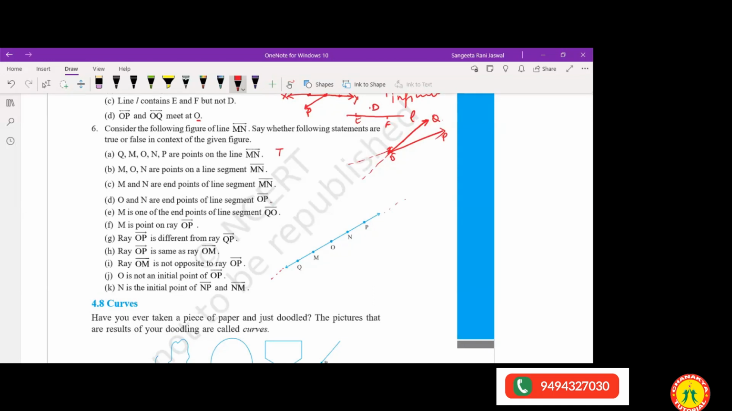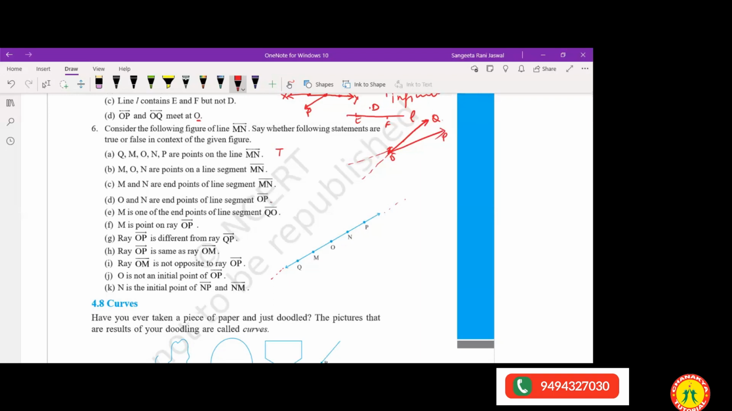This line can be called line QP also. This line can be called line MN also. This line can be called MP also. Line QP also. Okay. It can have any names, whatever points are there. Did you understand? Okay. Yes, ma'am. Ashwath, read the next one.